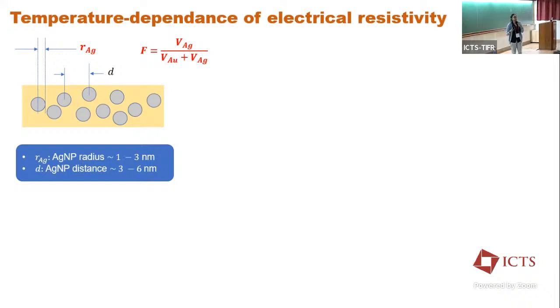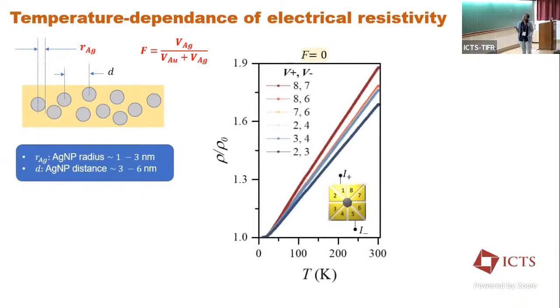So F equals 0 means a pure gold film, and F equals 1 means a pure silver film. So we can vary this F from 0 to 1 as we want, and that is the control we have in our experiments. So first, for F equals 0, which means a pure gold film, what we see is a metallic transport. This is a plot of the resistivity as a function of temperature, and the different traces indicate the different sides of a sample, which means that the sample is homogeneously metallic, a pure gold film as expected.